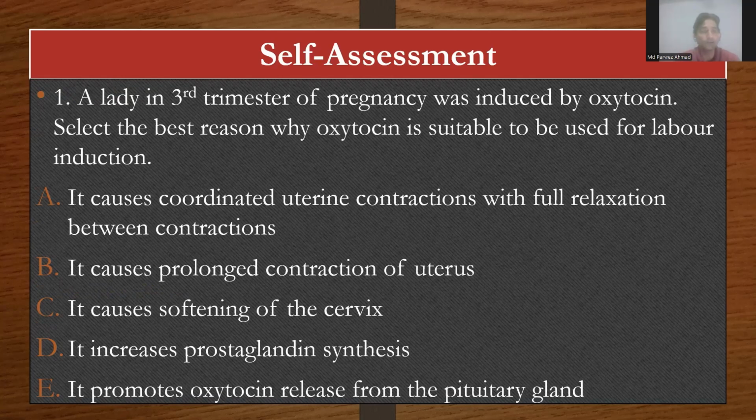First question: a lady in the third trimester of pregnancy was induced with oxytocin. Select the best reason why oxytocin is suitable for induction of labor. The options are: A, it causes coordinated uterine contraction with full relaxation between contractions; B, it causes prolonged contraction of the uterus; C, it causes softening of the cervix; D, it promotes increased prostaglandin synthesis. A is the right answer. We know that oxytocin produces rhythmic uterine contractions and provides full relaxation in between the contractions.